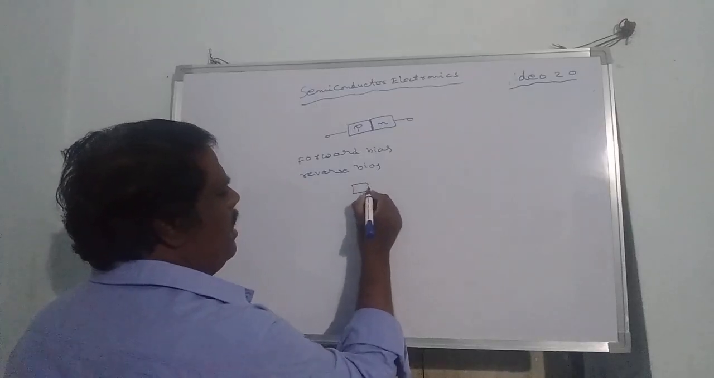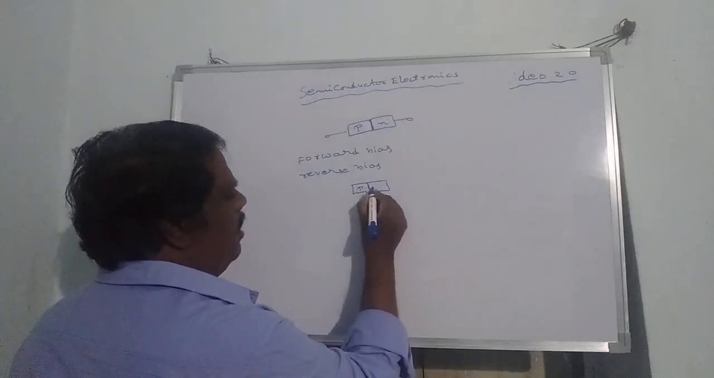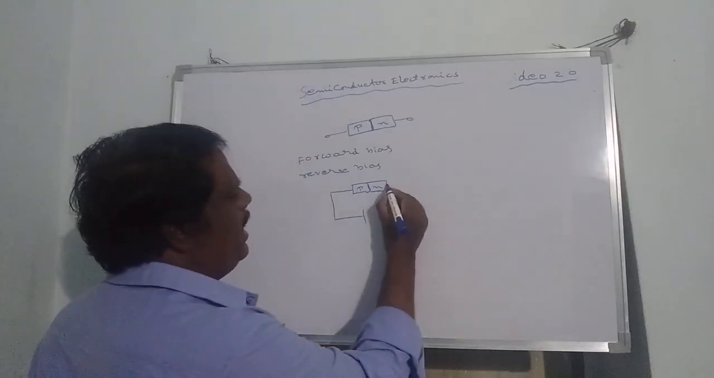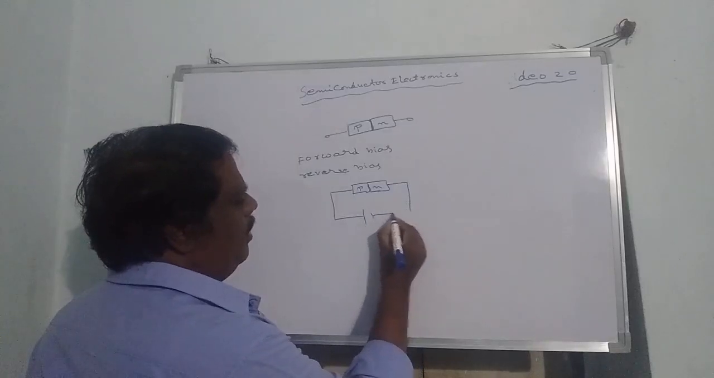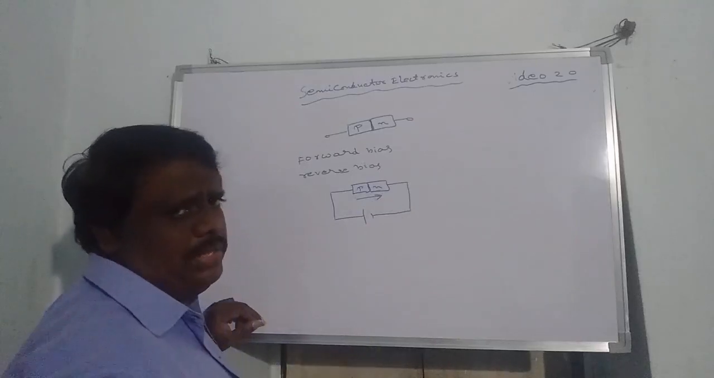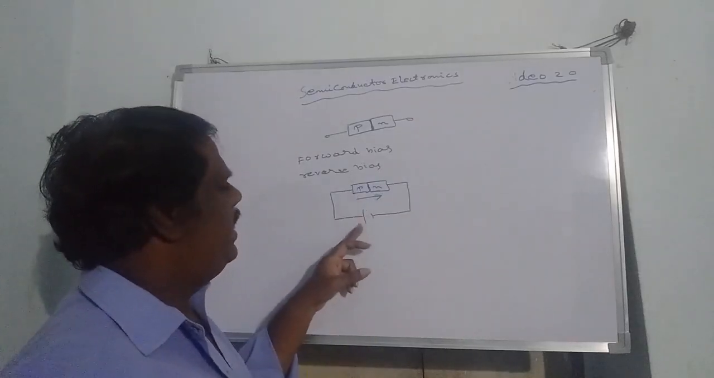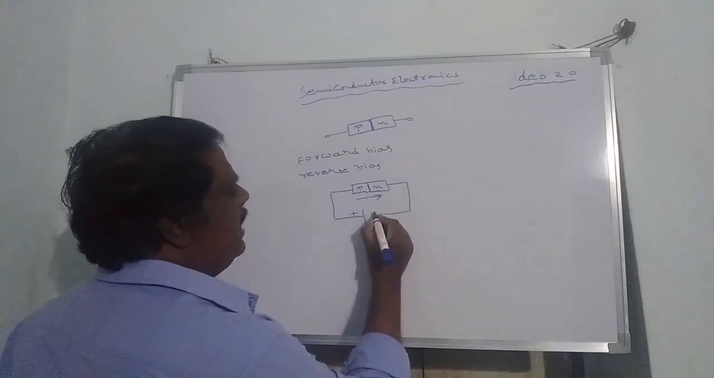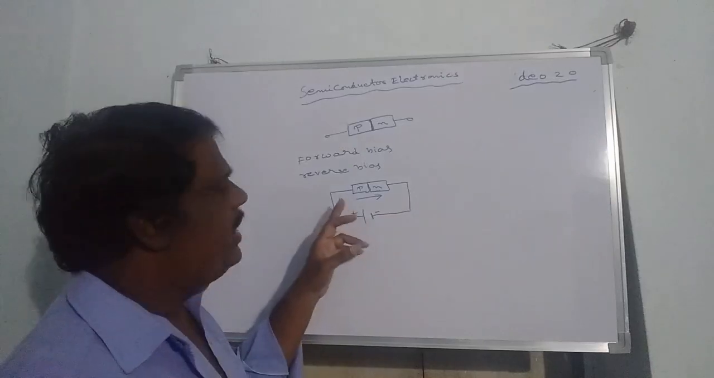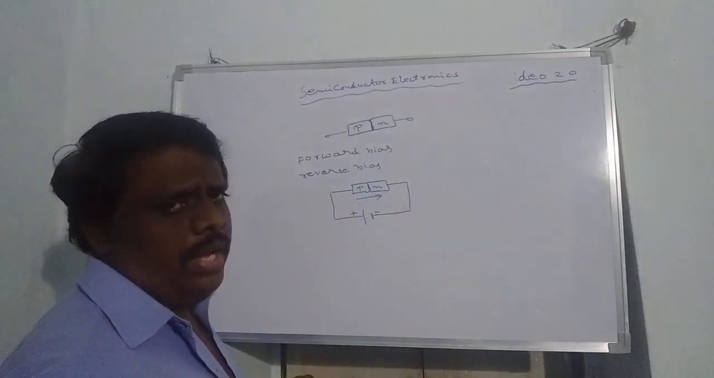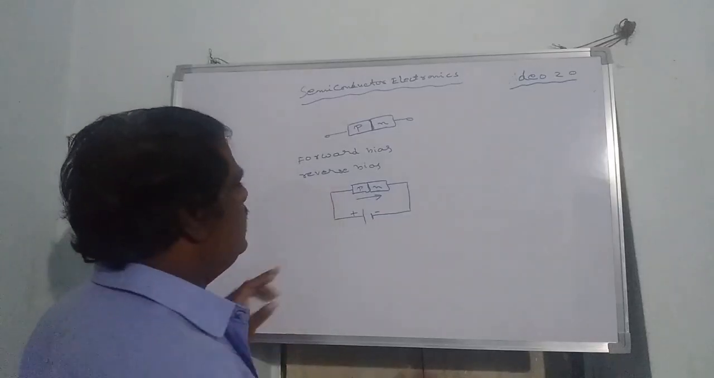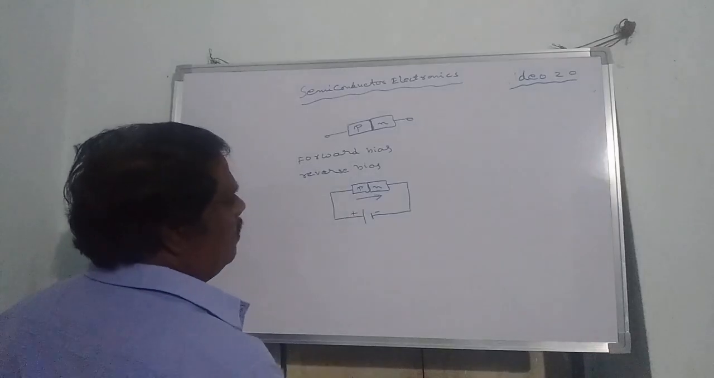If the P side of the P-N junction diode is connected with the positive of the battery, and the N side is connected to the negative of the battery, then this is called forward bias. Once again, P side is connected to the positive terminal, N side is connected to the negative terminal. This is called forward bias. In this situation, current flows through the diode because of the low resistance offered by the diode.